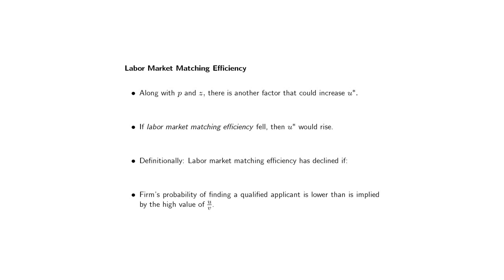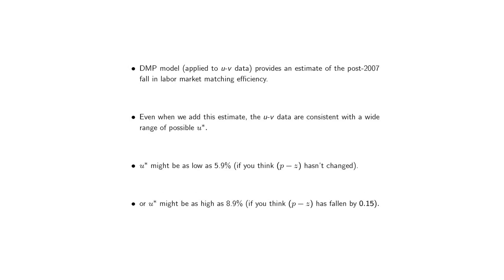But it seems, when you look at the data, that that has not gone up by as much as you would think, given how much the unemployment to vacancy rate has increased. And when I say when you look at the data, what I really mean is if you take the Diamond-Mortensen-Pissarides model and apply it to this data, I'm not going to go through the details of this, but it does provide an estimate of the post-2007 fall in labor market matching efficiency. It seems like vacancies are not attracting qualified applicants as easily as you would think, given how many unemployed people there are relative to the job openings.